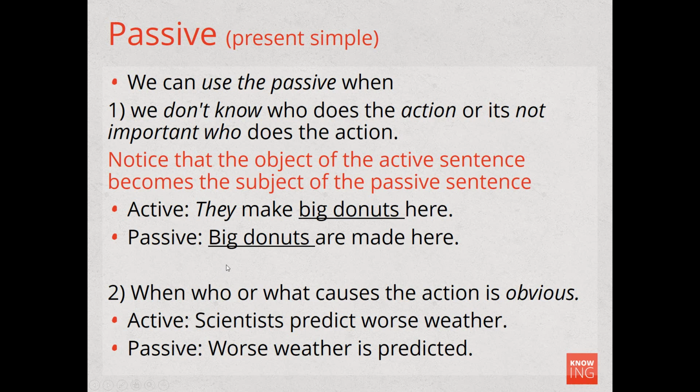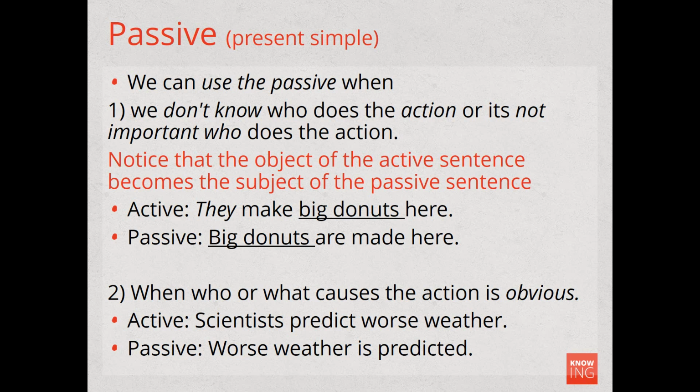Number 2, when who or what causes the action is obvious. So sometimes when we talk about people like police officers or the government, we can use things in the passive form. For example, the active is: scientists predict worse weather. We know that worse weather is predicted by who? It's obviously not me. I'm not a scientist. Or it's not by the people in our class, but by people who are very informed, people who are professionals in their field, such as scientists.